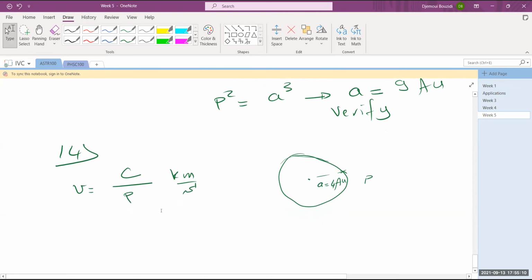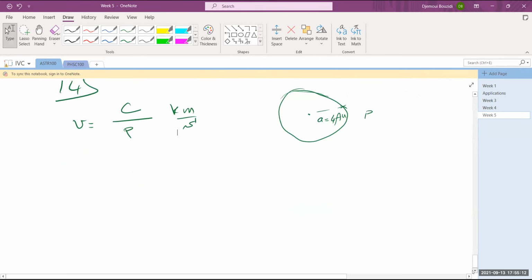So I need to find p first. For me, p satisfies the equation p squared is equal to a cubed, where p is just the square root of this number. So in this case, p is just the square root of 4 cubed, okay? Well, the square root of 4 is what? 2. So 2 cubed is going to be 8. So it's going to be about 8 years.